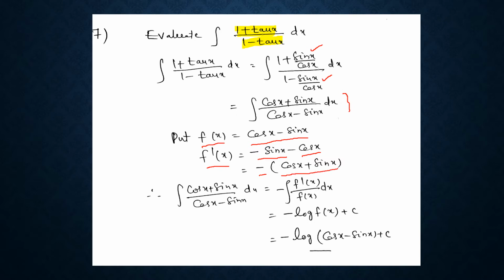So that can be written as integral cos x plus sin x by cos x minus sin x dx is equal to minus of integral f dash x by f of x dx. That is equal to minus of log f of x plus c. So what is f of x here? Cos x minus sin x. Minus log of cos x minus sin x plus c is the answer.